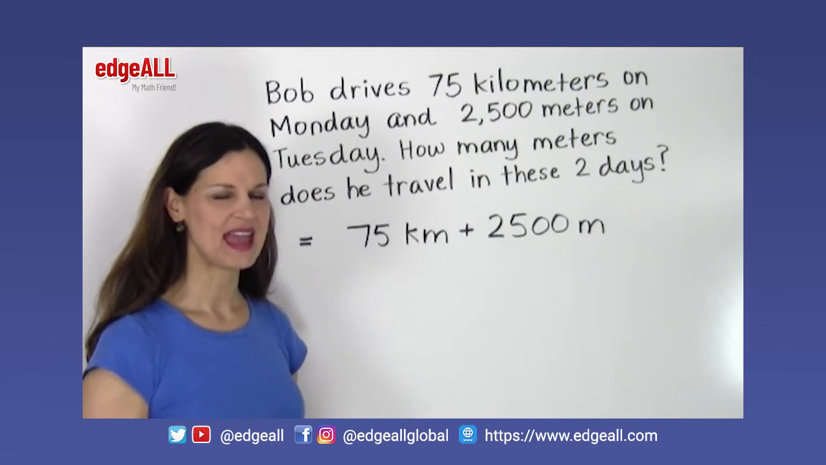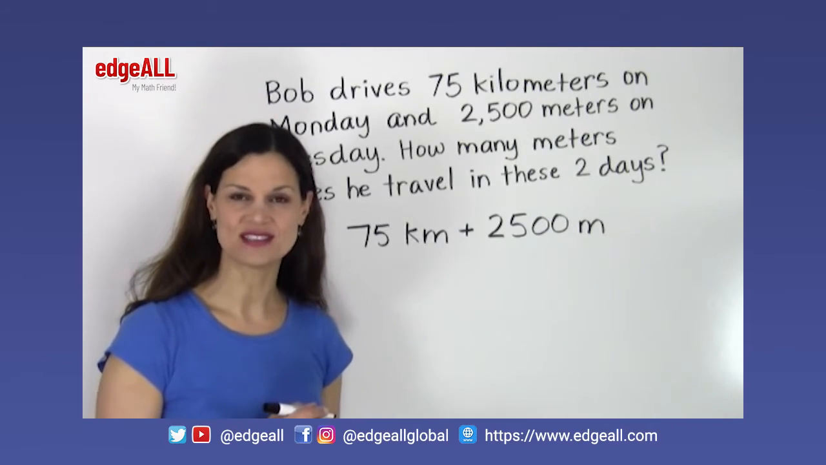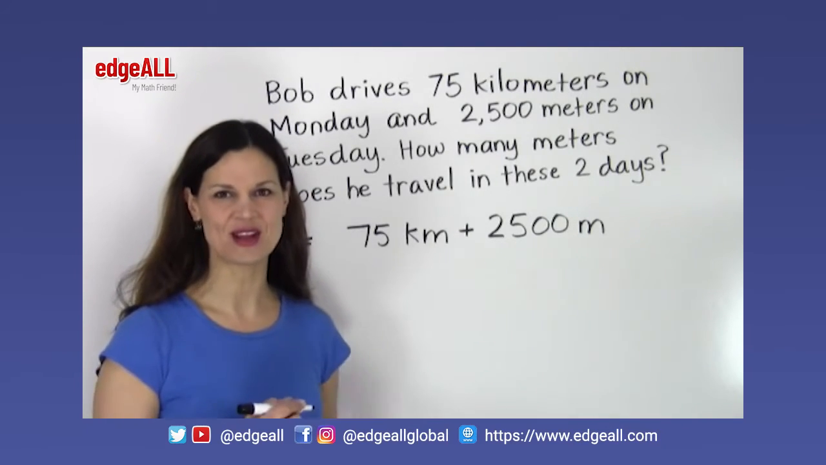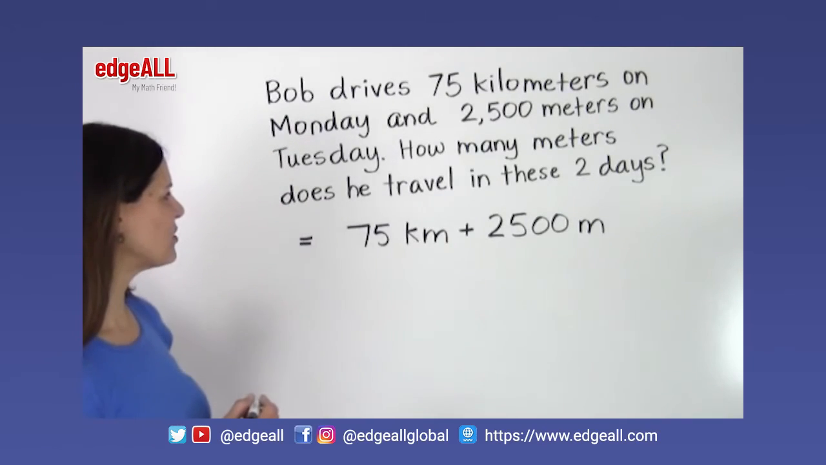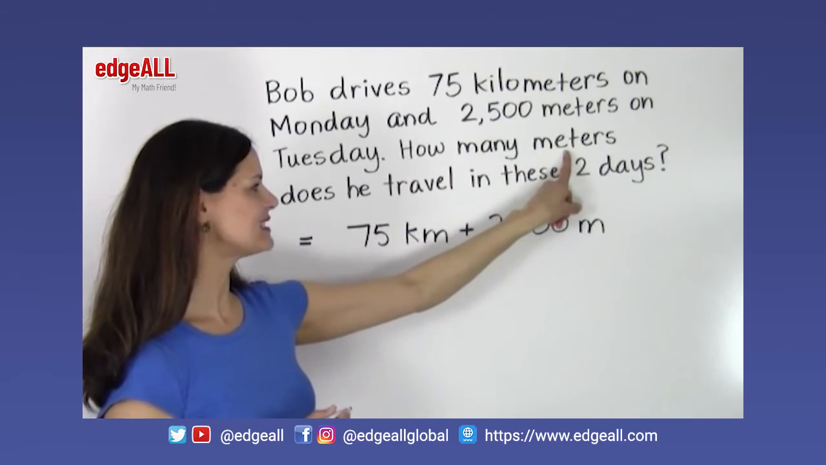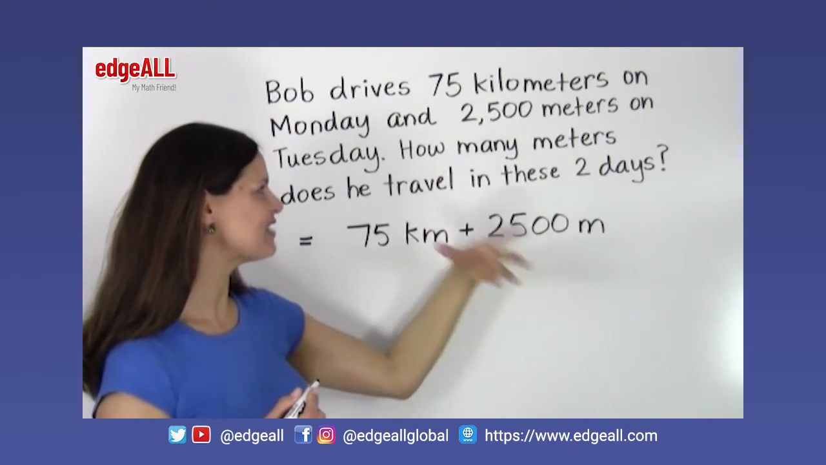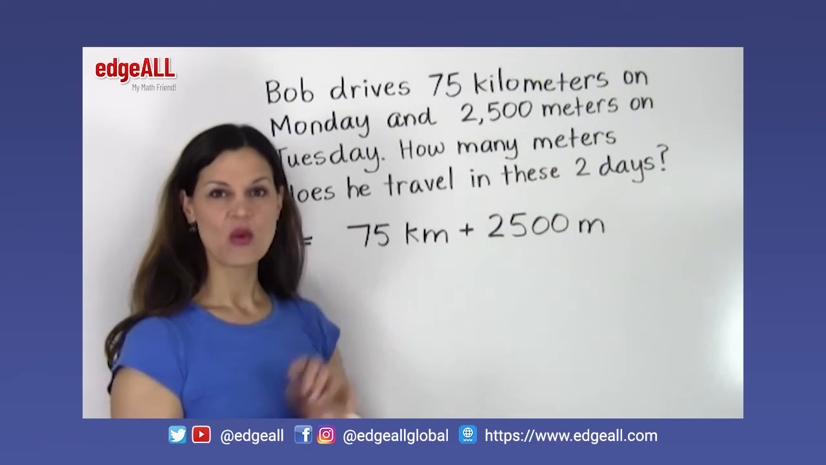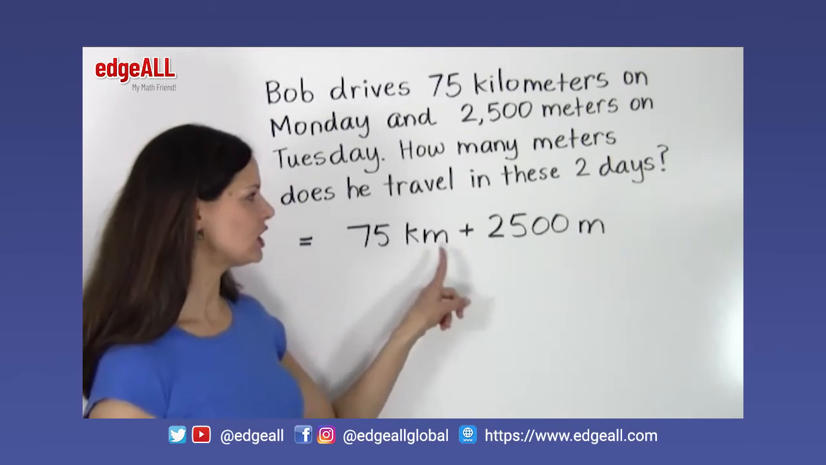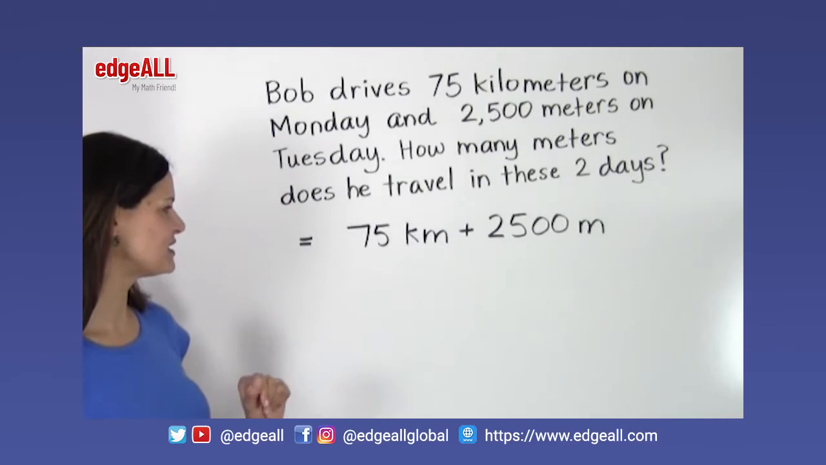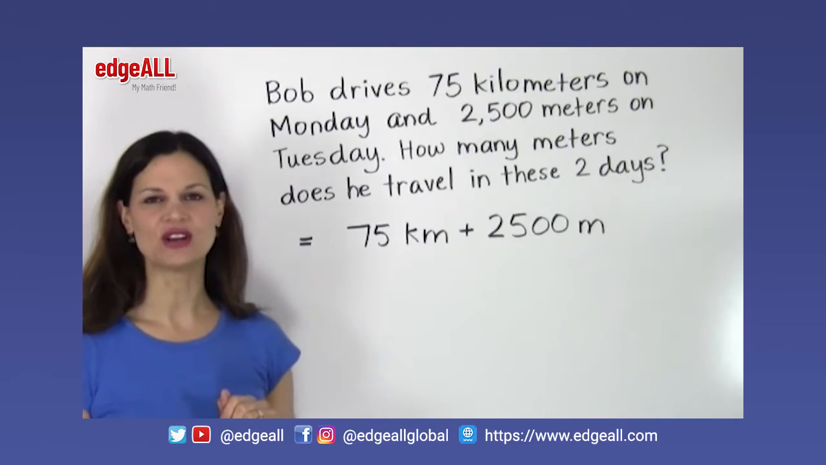So this is what our problem is asking us to do in terms of adding 2 units of measurement together. However, we can see right away that the 2 different numbers are given using 2 different units of measuring length or distance. And so, since the question asks us to give our answer in meters, what I'm going to do is convert the 75 kilometers to meters. So I want to focus in here on the 75 kilometers.